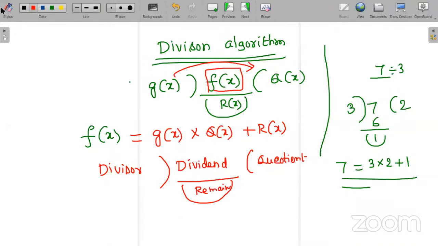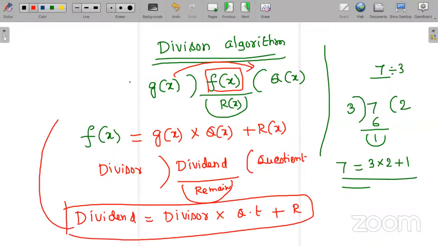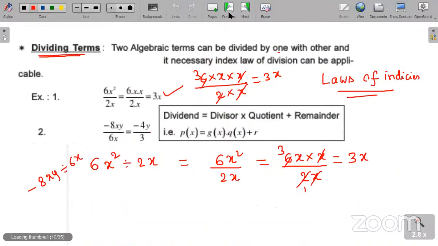So now we can state it like this: dividend is equal to divisor multiplied with the quotient plus remainder. This is called the division algorithm. This can be applied on numbers, and algebraic expressions also we can apply. Right.